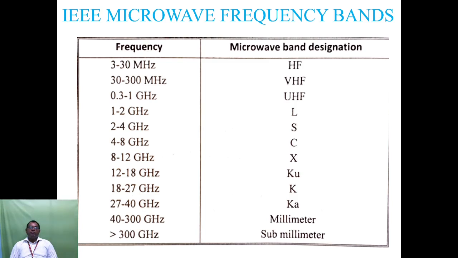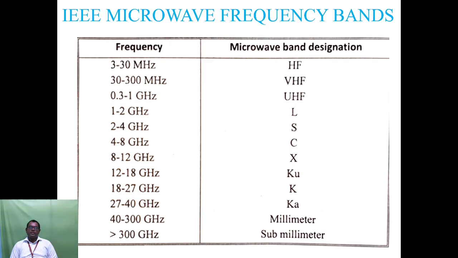And IEEE microwave frequency bands are divided into different categories. From 3 to 30 megahertz is called high frequency. 30 to 300 megahertz is called very high frequency. 0.3 to 1 gigahertz is called ultra high frequency. 1 to 2 gigahertz is equal to L band frequencies. 2 to 4 gigahertz is called S band frequencies.